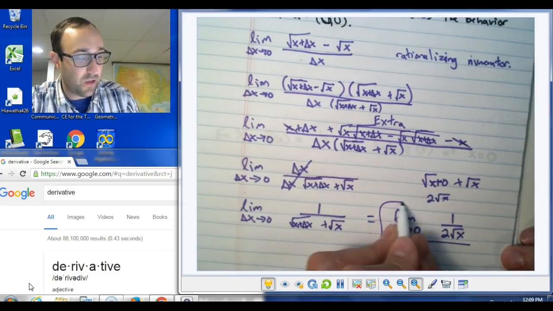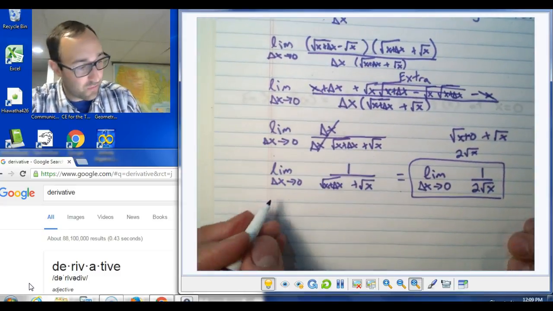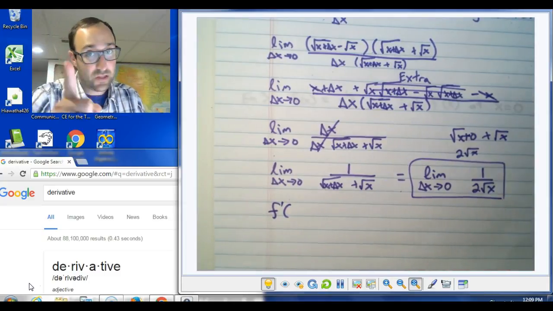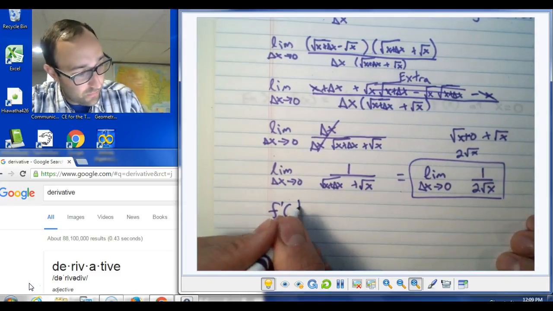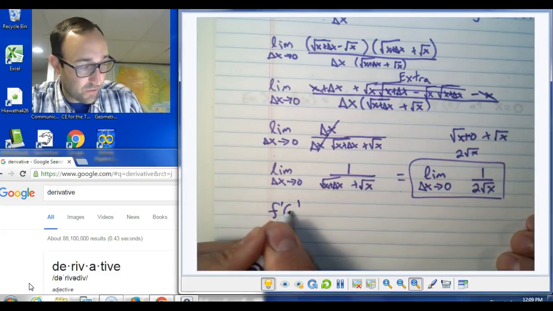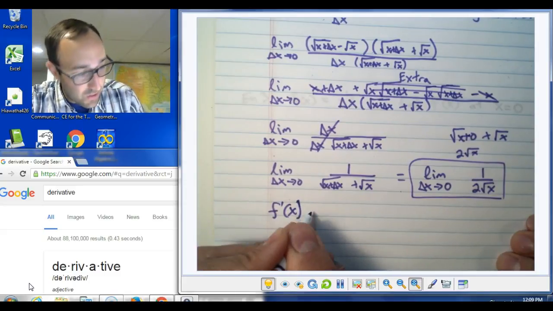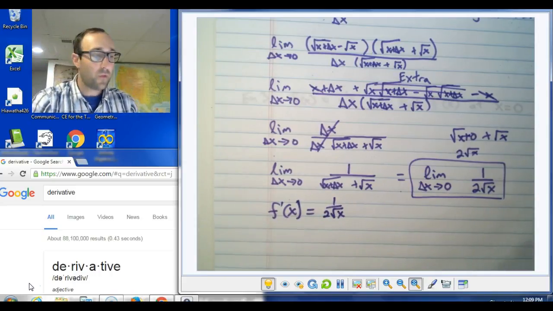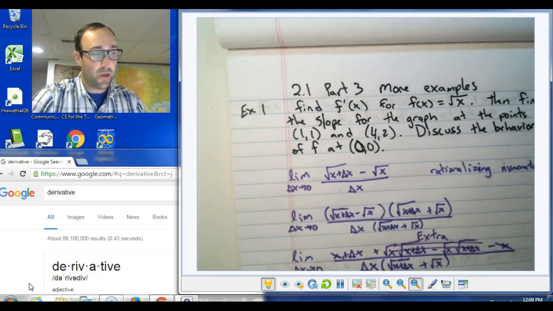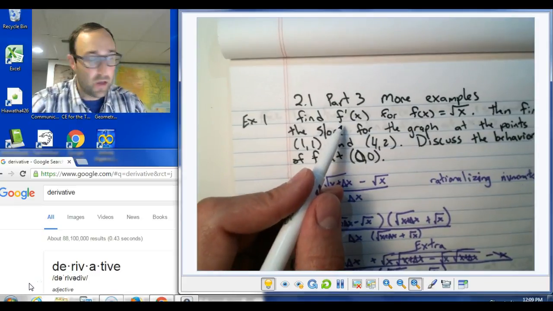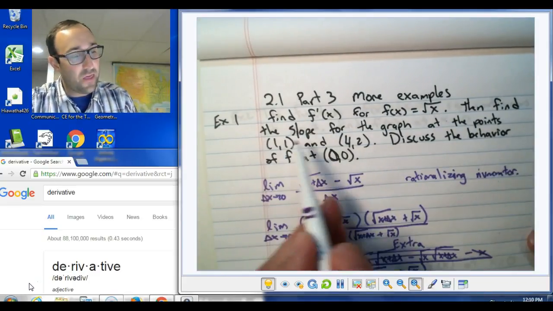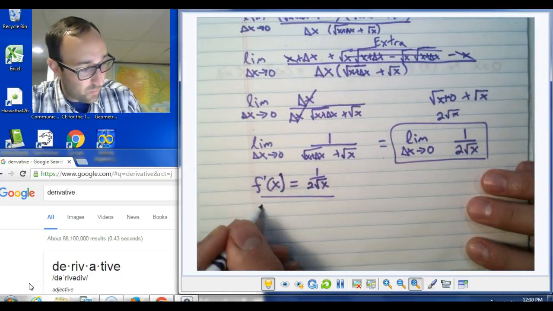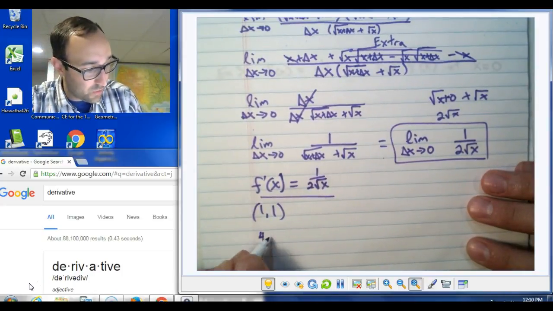And that is going to be f prime. So we can write this as f prime, the derivative, aka the slope. Let's say f prime of x equals 1 over 2 square root of x. So there's our f prime, which is what we're trying to find. It says find that, we did all that, then find the slope for the graph at the points (1, 1) and (4, 2).